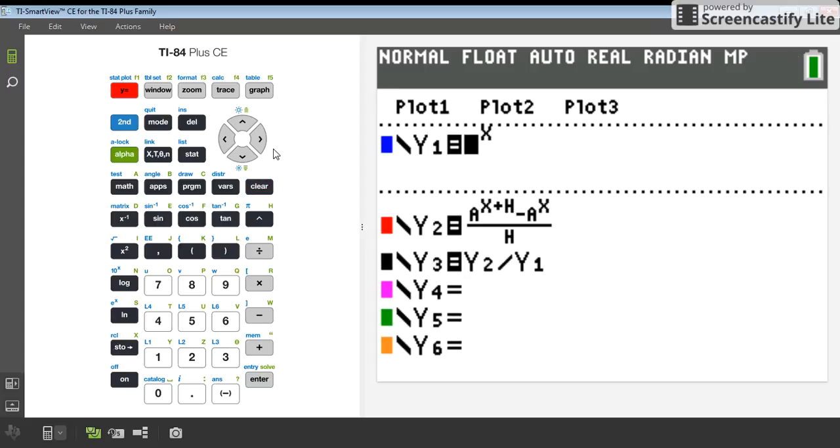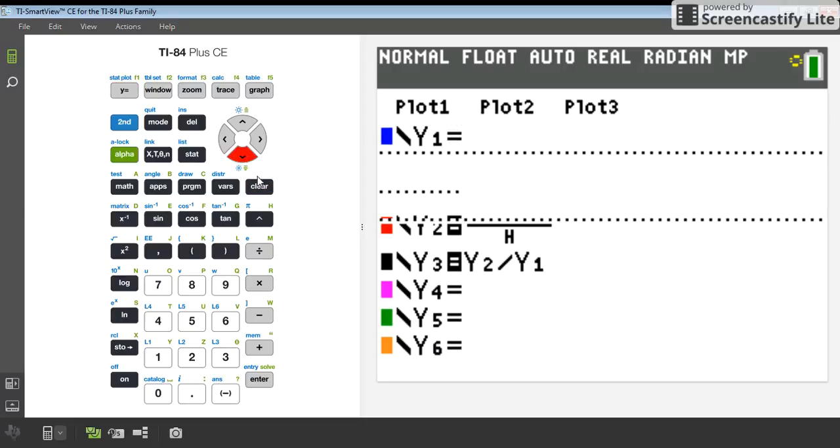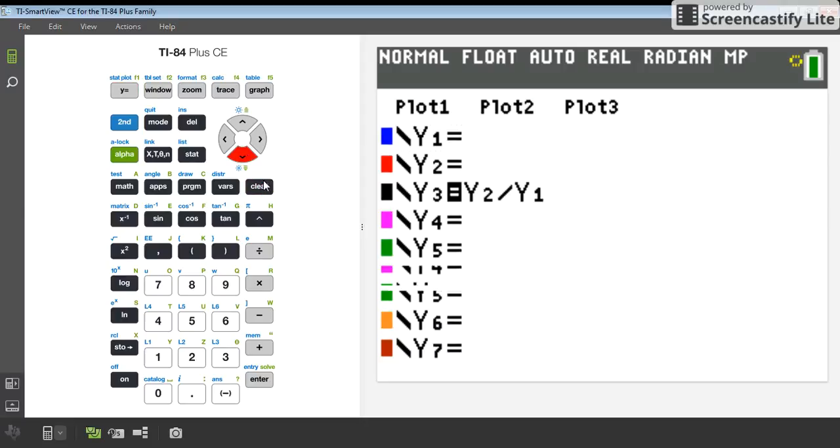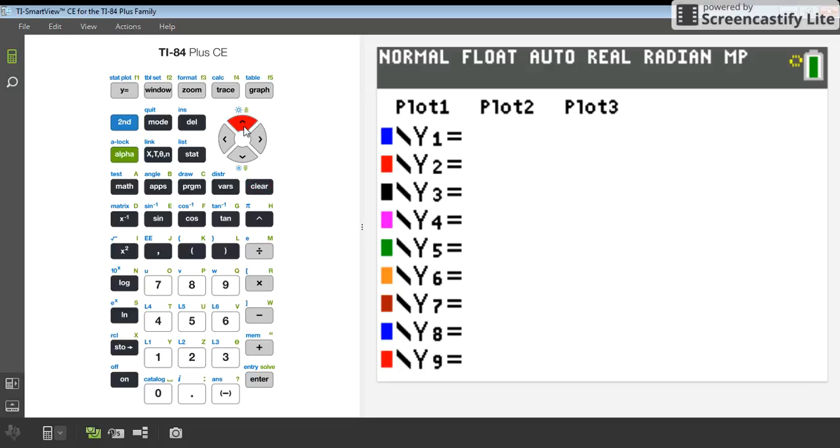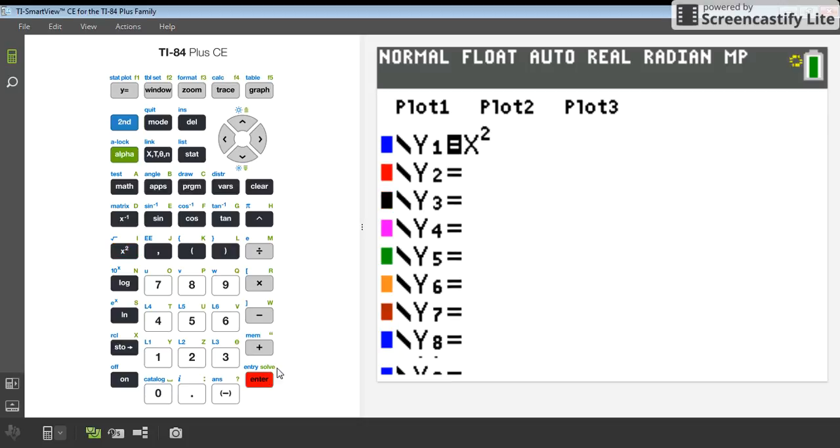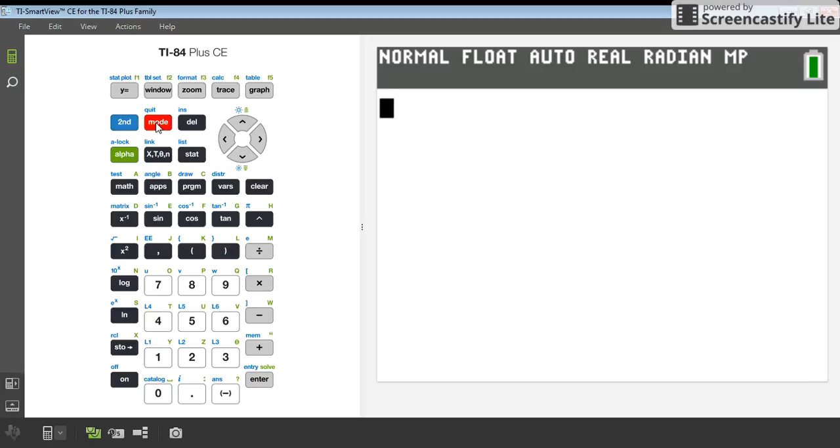So if we go to y equals, we've got a lot of stuff from a long time ago. I'm going to clear all that out. And we're going to make y1 equal to x squared. Okay, so y1 is x squared, hit enter. And I'm using x squared because I know that you know the derivative of x squared is 2x. Okay, so we're going to go back to the main screen. So second quit to get out of there.